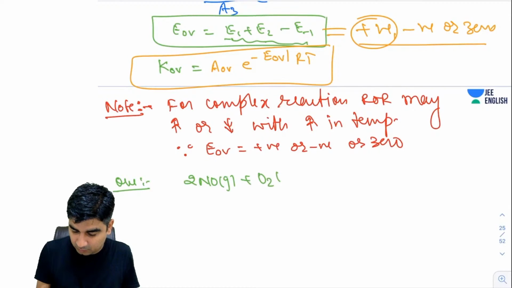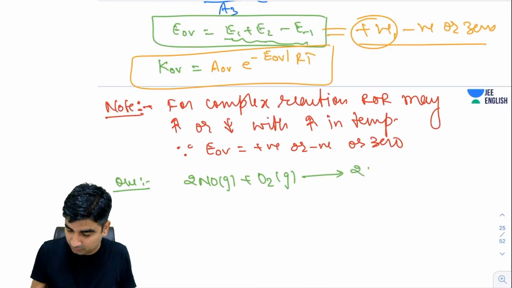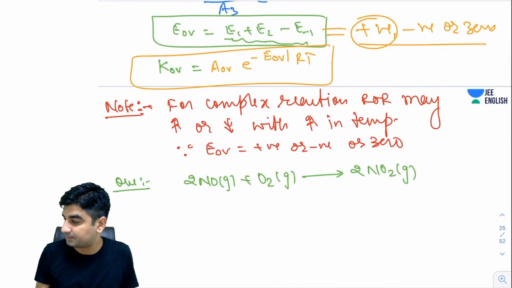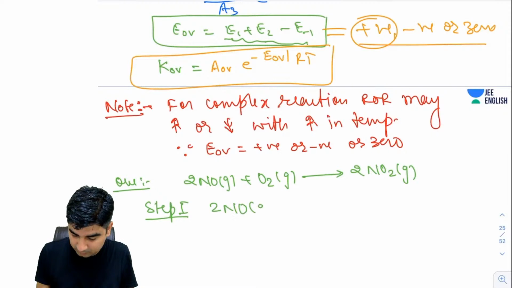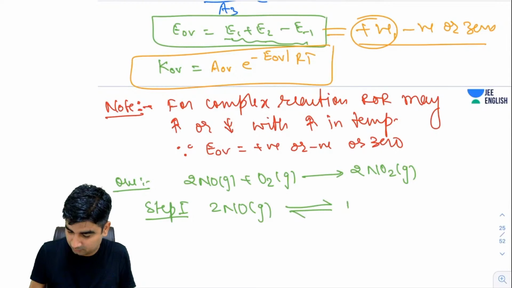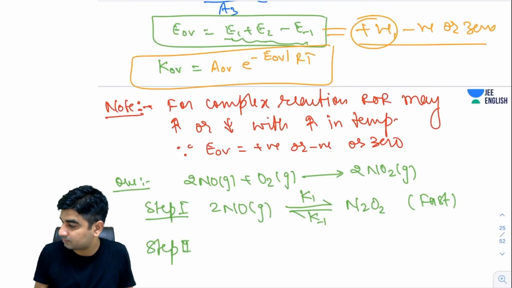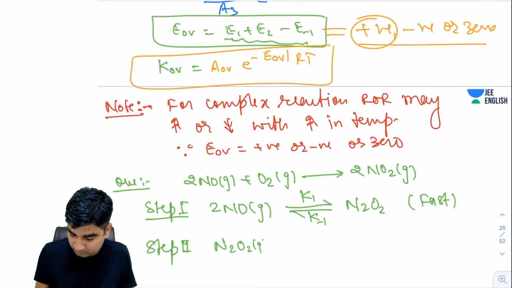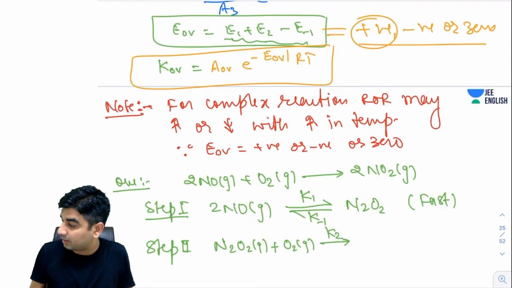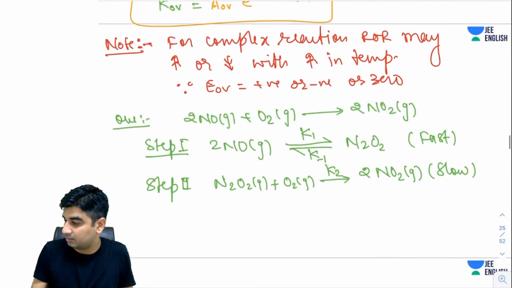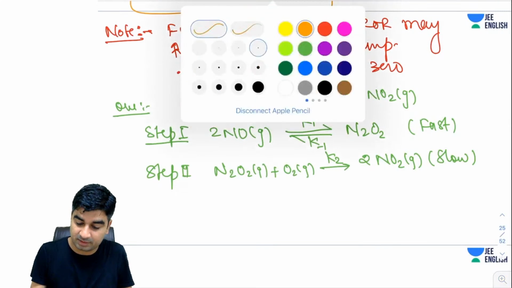2NO gas plus O2 gas giving you 2NO2 gas. Solve it, everyone. Step 1 will be 2NO giving you N2O2. This is K1, this is K minus 1, and this is fast. Now step 2 is there. N2O2 plus O2 gas giving you 2NO2 gas with K2, and this step is slow. Now solve it. Determine its rate law expression.